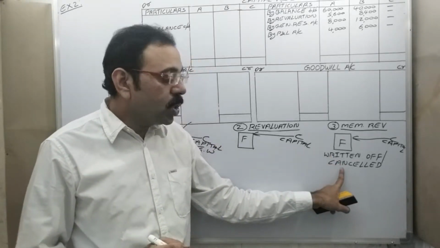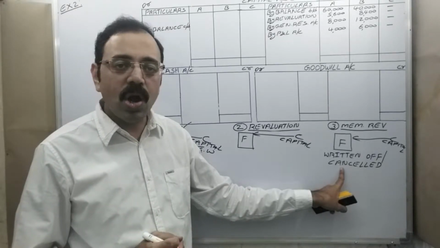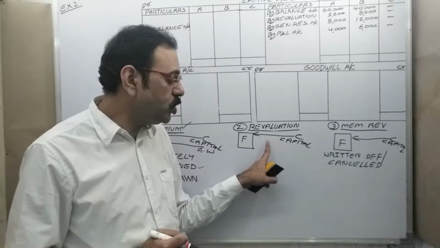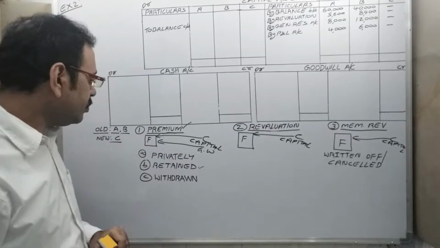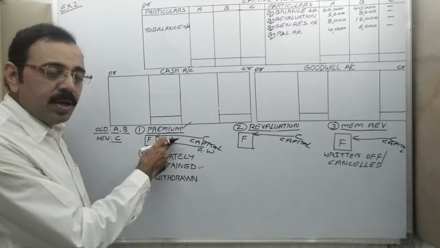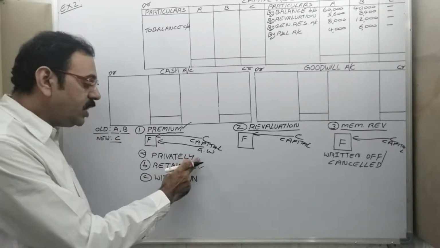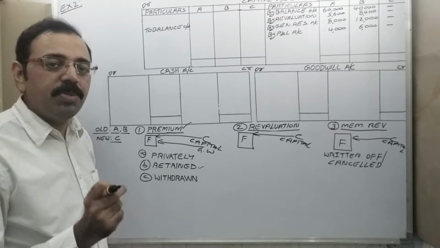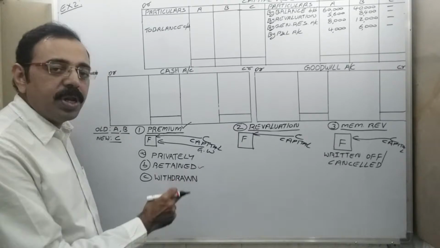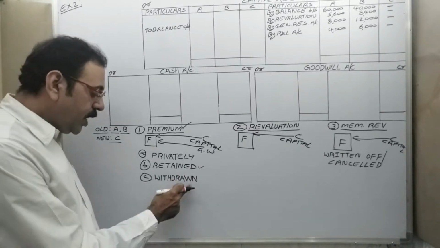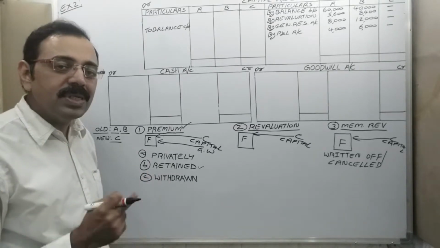And assume that the new partner is bringing only capital and in the question the sentences goodwill is to be written off, goodwill is to be cancelled are not given. In that case, which method we should apply? Revaluation method. Okay? Then premium method. Premium method contains three sub-methods. When goodwill is paid privately, that is premium A. Goodwill is retained in the business, premium B. Goodwill is to be withdrawn by the old partners, premium C.